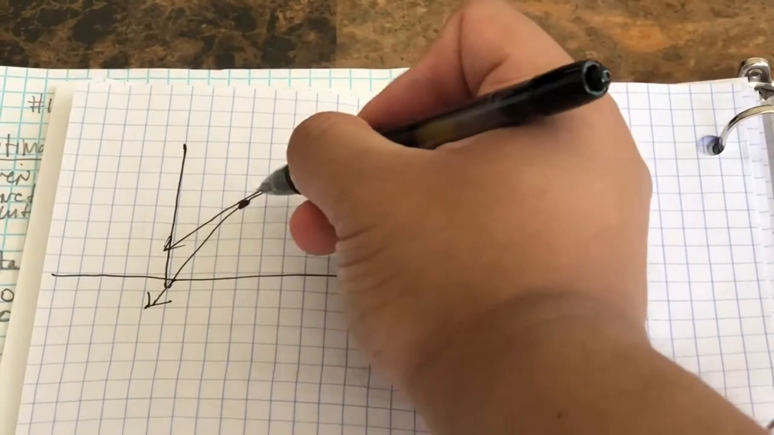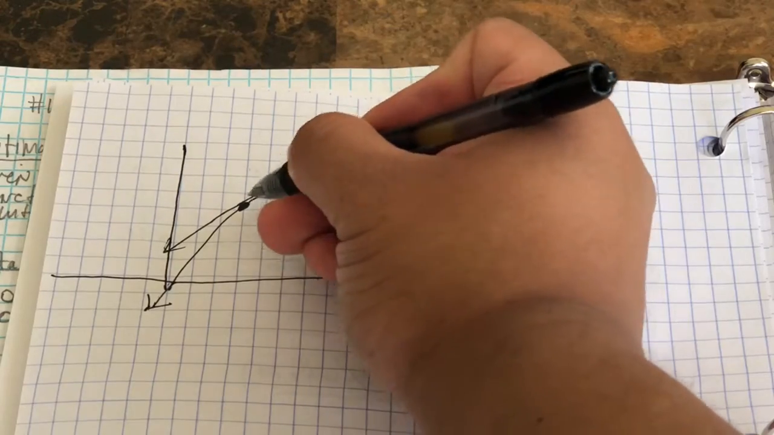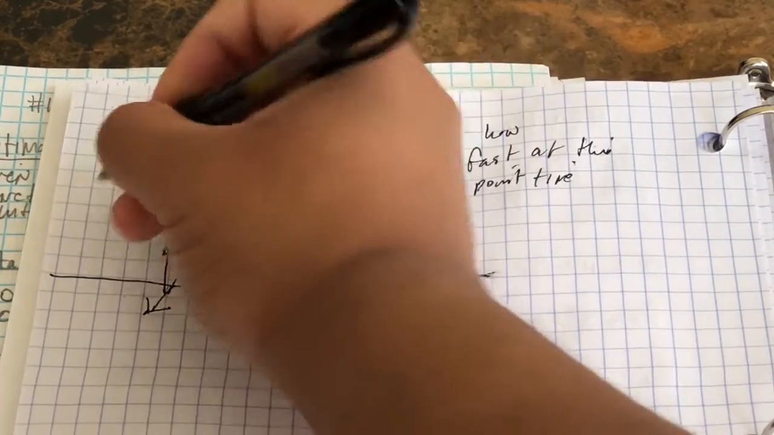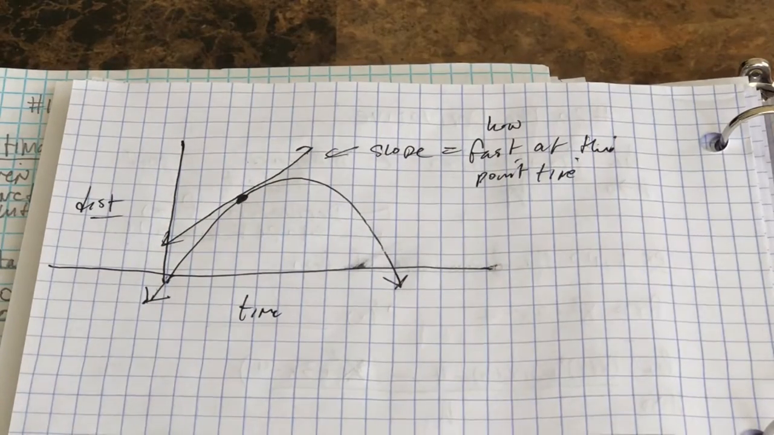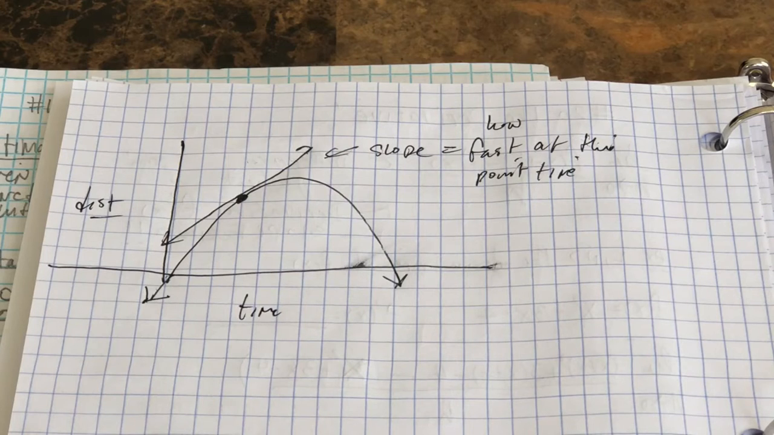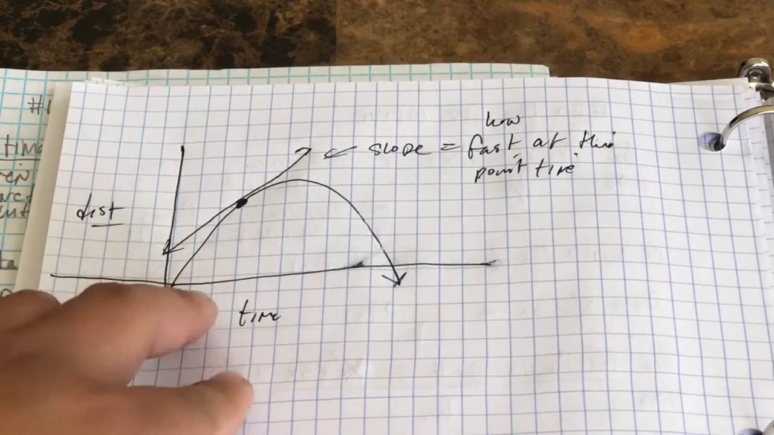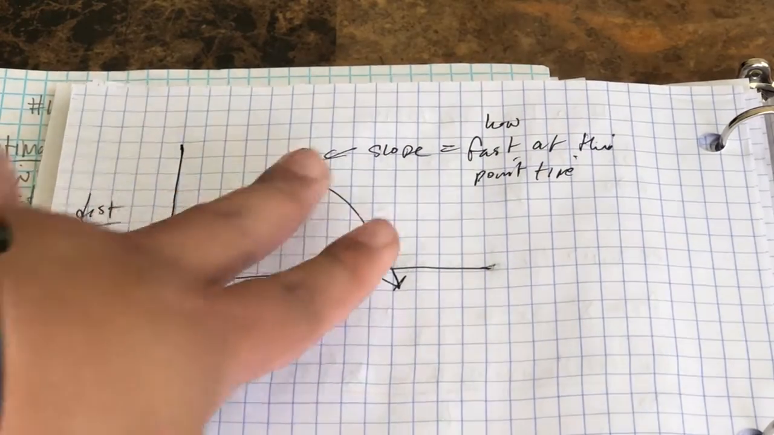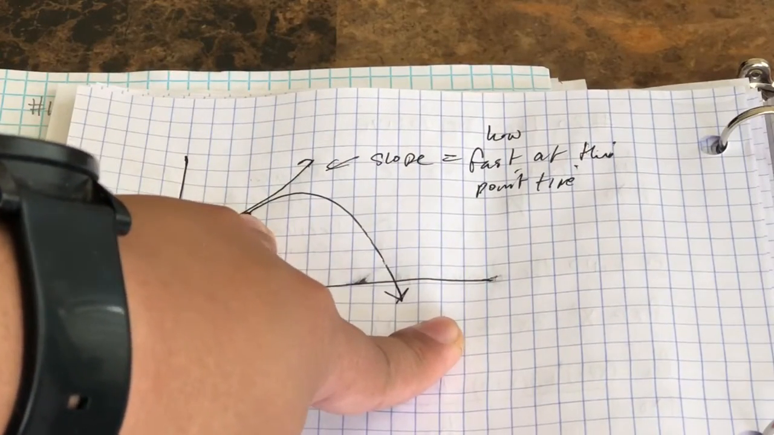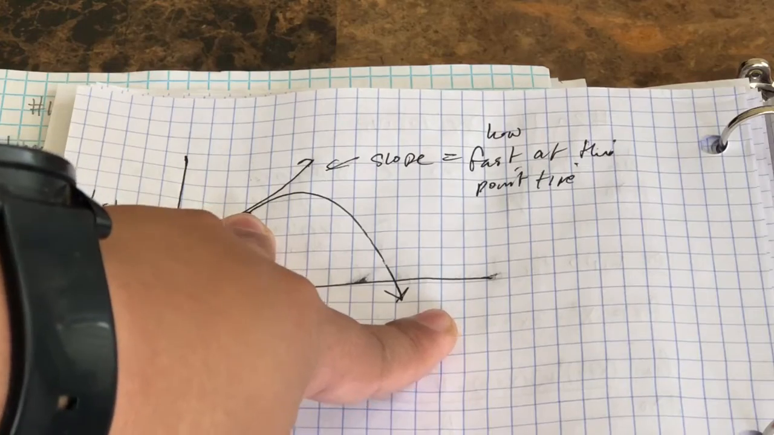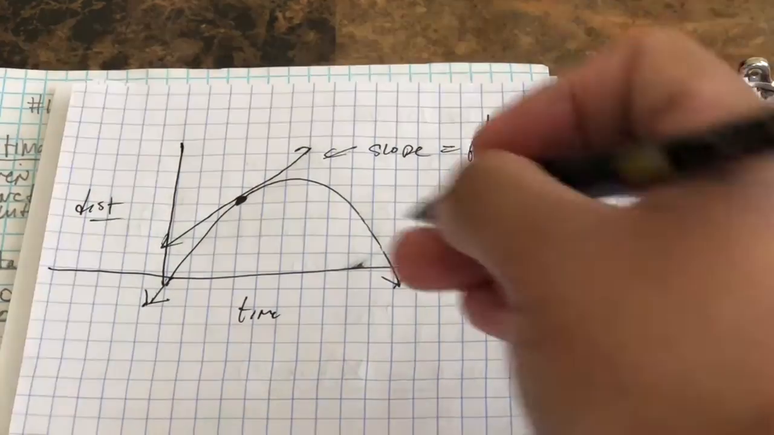Basically, this would be time, and we can call this distance. It can have other applications, but the most basic application of this scenario is that we're talking about time and distance. And we know distance over time is speed. So the slope of this tangent line that touches that point is going to be how fast it is at that time.